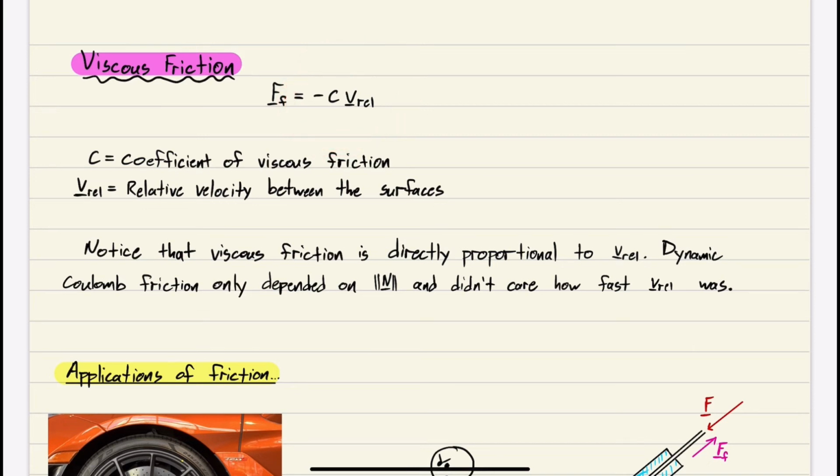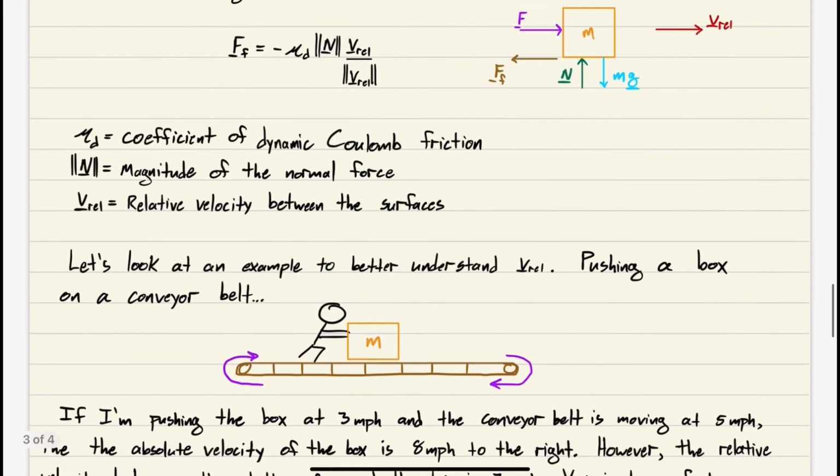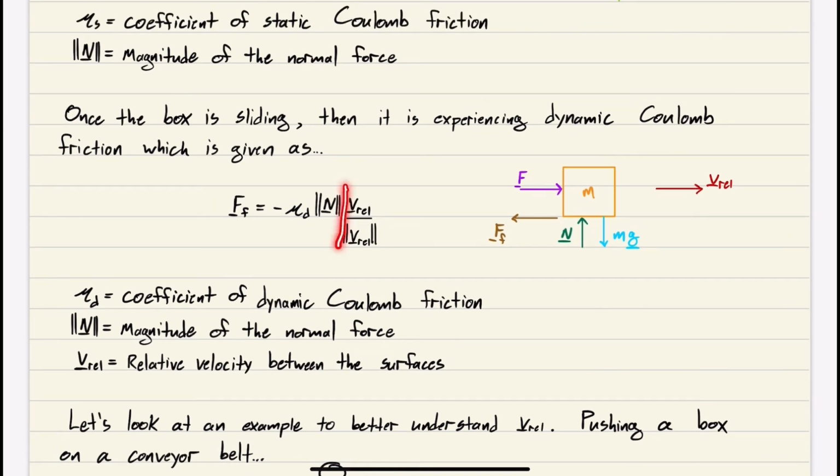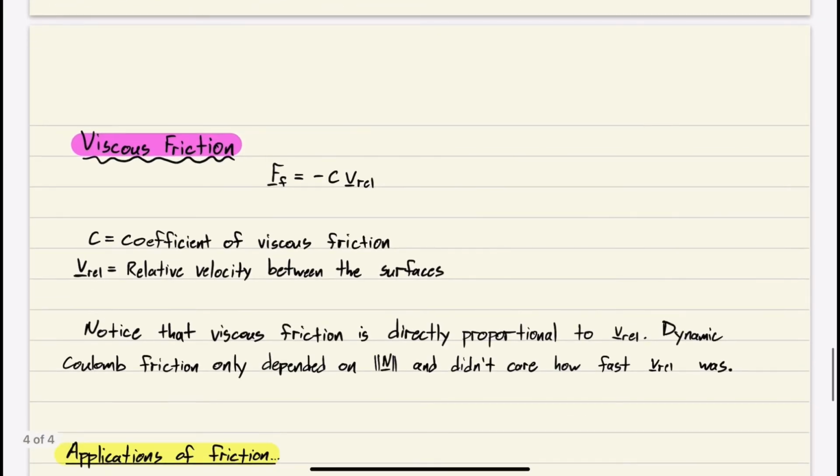Now, this is the big difference between Coulomb friction and viscous friction. Viscous friction is directly proportional to the relative velocity. Remember before when we were talking about Coulomb? This is just a unit vector. Coulomb friction didn't care how fast it was sliding on the surface. It only really cared about the normal force. But in viscous friction, you do care, right? How fast you're moving through that fluid matters, right? And again, it's in the negative direction. Negative VREL is how you can think about it.